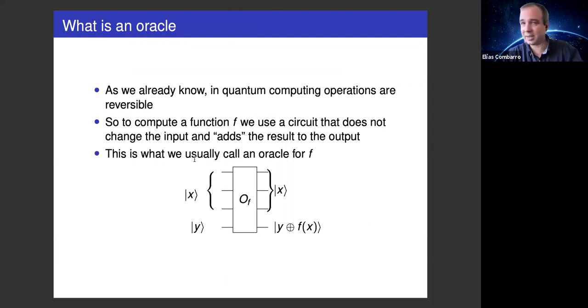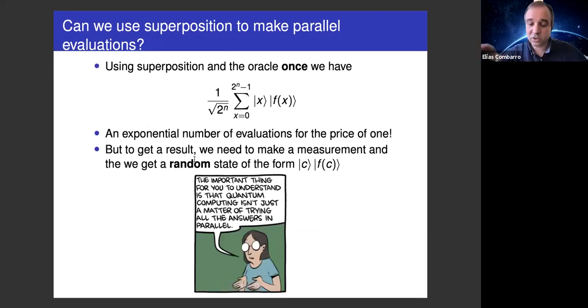So if we consider an implementation of a Boolean function, for instance, or a classical function in general, we can implement this with what we call an oracle. It's just a way of creating a reversible version of this classical function. And then, since this is a quantum circuit, we can use the possibility of creating a superposition of all the possible states, of all the possible combinations of zeros and ones in our qubits.